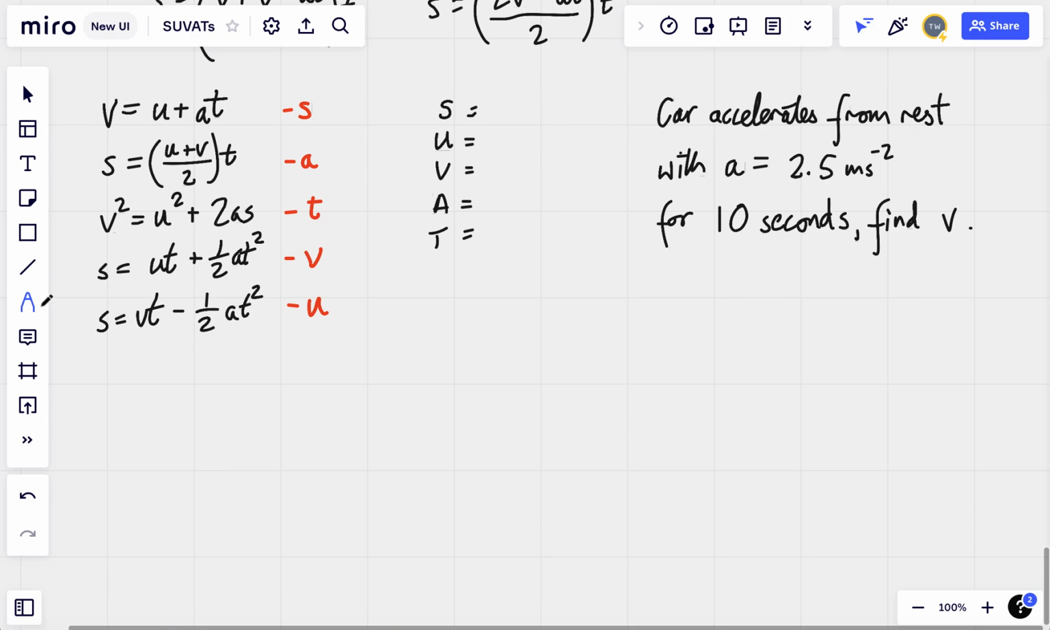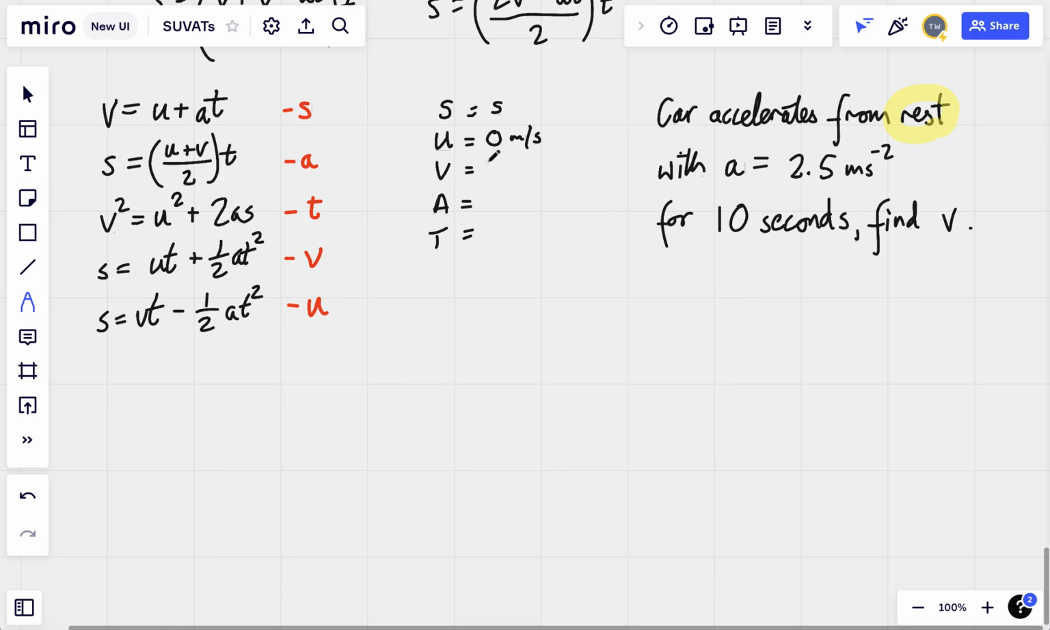So I'm going to fill in this first. Now what's really important here is that you notice this word here, rest. Rest means 0, okay, in mechanics. Okay, if something's at rest, it's not moving, so it's 0. Its velocity is 0. So what do I know? Well, I do not know S. Do I know U? Yes, I do. It's 0.